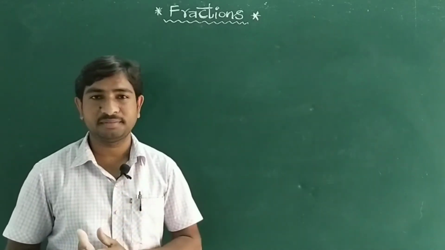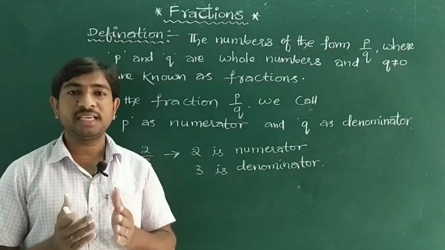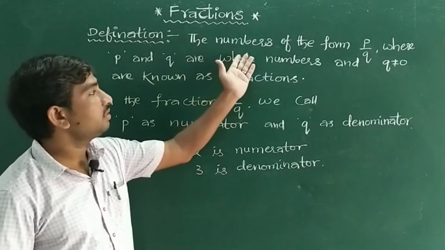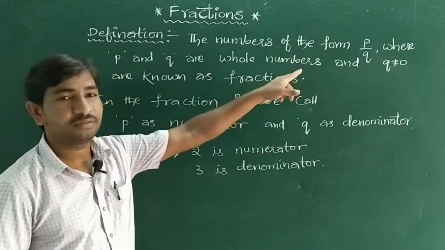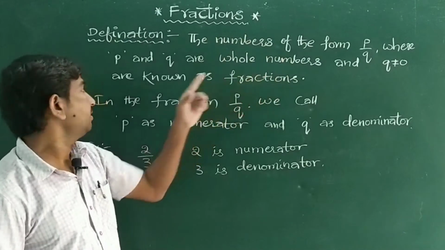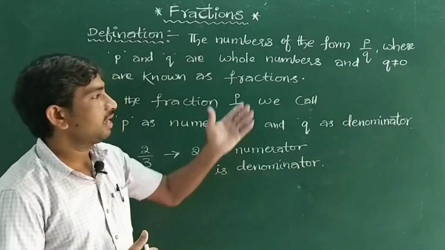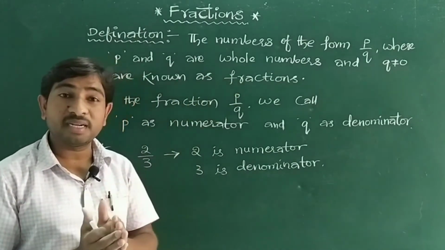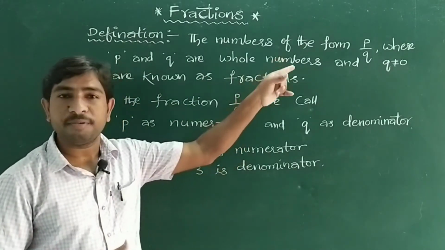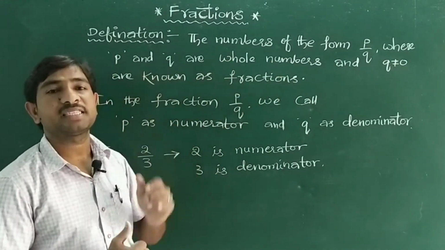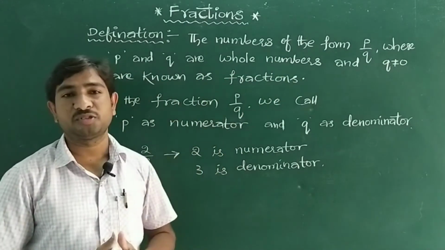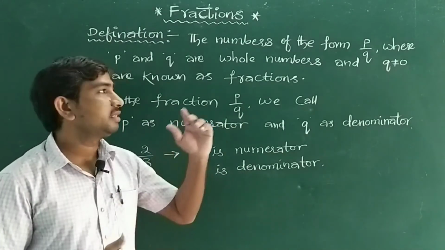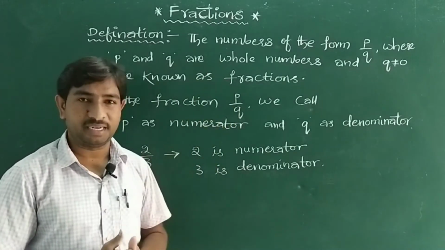What is a fraction? Definition: the numbers of the form p by q, where p and q are whole numbers and q must not equal 0, are known as fractions. The numbers which can be expressed in the form p by q are known as fractional numbers, where q must not equal 0. Why? Because if 0 is in the denominator place, then that value cannot be determined.